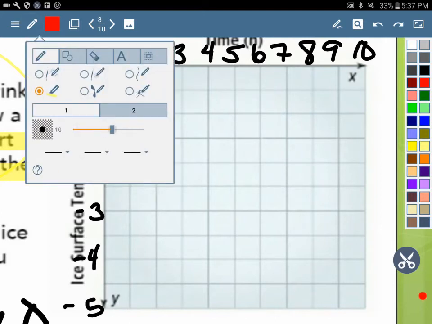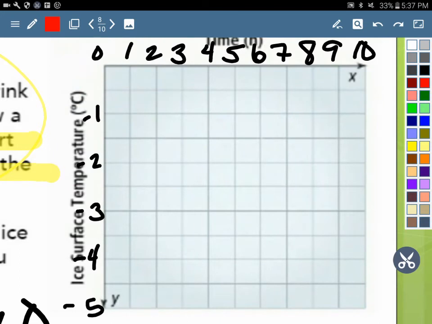So now I'm going to start plotting. Again, we start at 0, so when no time goes by, it's at 0 degrees Celsius. If 1 hour goes by, we're at negative 0.5. That's right there, 1, negative 0.5. Now we jump. What if 5 hours went by? That was negative 2.5, so I'm going to go down to 2 and then halfway in between negative 2 and negative 3, right there. And then my last point, 10, negative 5. That's right there.